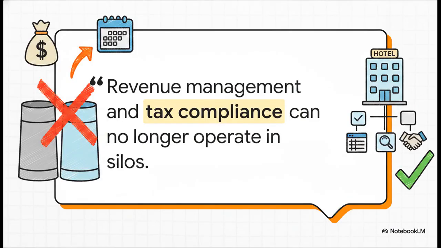I want to leave you with this final, vital thought. Revenue management and tax compliance can no longer operate in silos. A single isolated pricing decision by your sales team can fundamentally alter your property's tax destiny for the entire year. So ask yourself, if an auditor walked in today and pulled your last 5 corporate banquet invoices, how much of your margin would instantly disappear into the withholding trap?